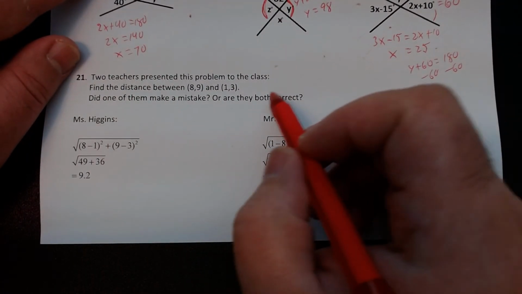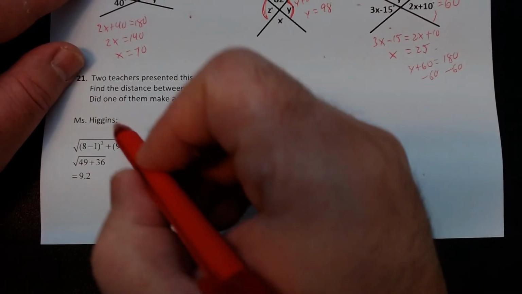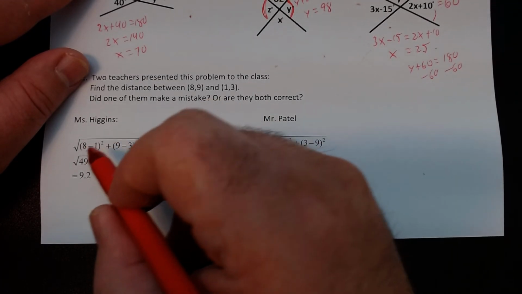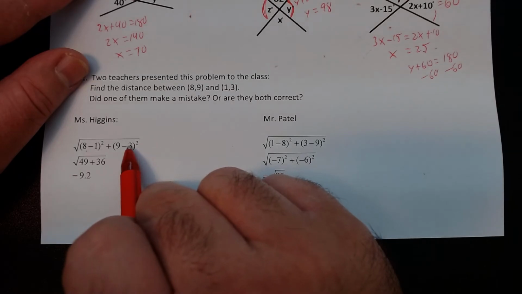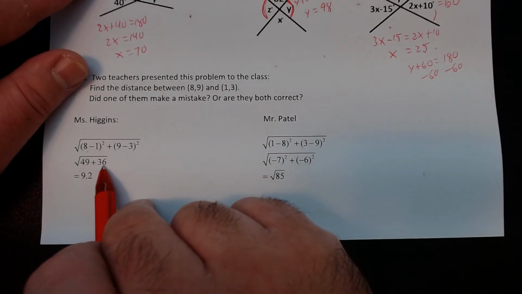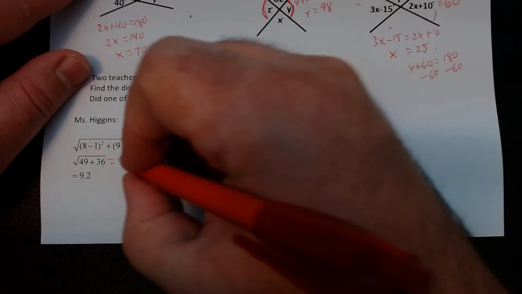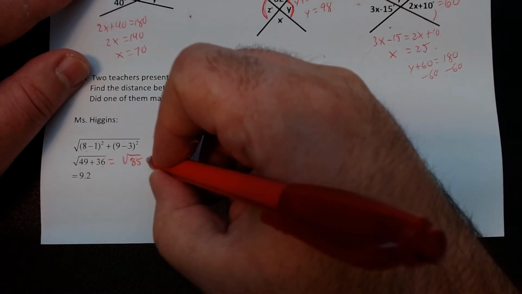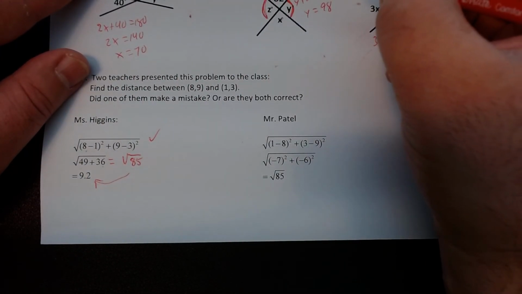And then over here, you're supposed to be checking to see if either one of these made a mistake or if they both did it right. So if you look at Ms. Higgins' work, 8 minus 1 is 7, and then 7 squared is this 49 here. 9 minus 3 is 6, and 6 squared is the 36 right there. If you add 49 and 36, you're going to end up getting 85. And then if you put it into your calculator, the square root of 85 does work out to give you 9.2. So this one is good.